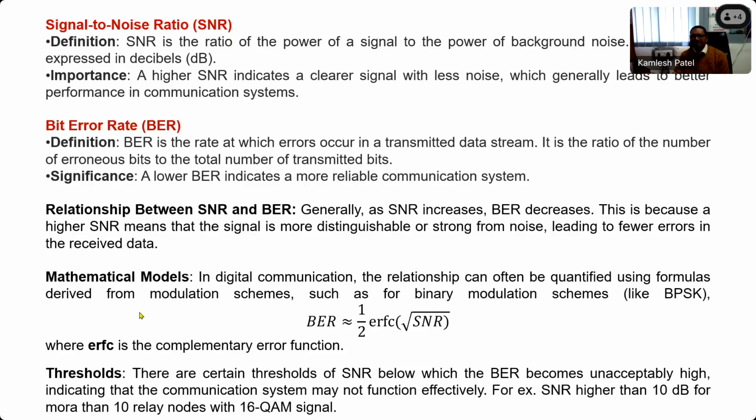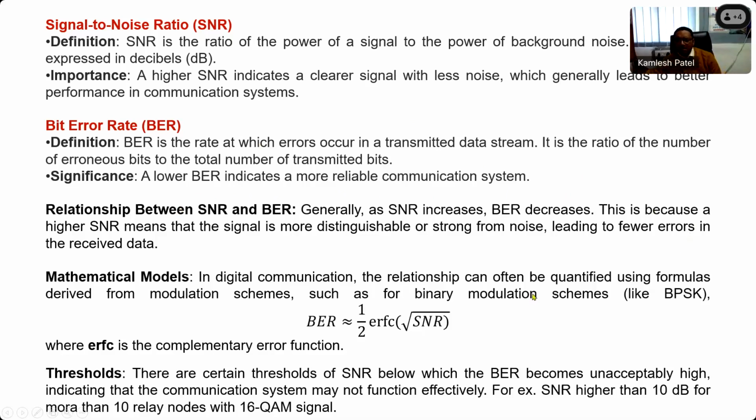Then the second parameter is the bit error rate, the rate at which errors occur in a transmitted data stream, and a lower bit error rate indicates a more reliable communication system. There is a relationship between the SNR and the BER, and it is an inverse proportionality between these two. But in digital communication, depending on the modulation, the relationship between BER and SNR changes.